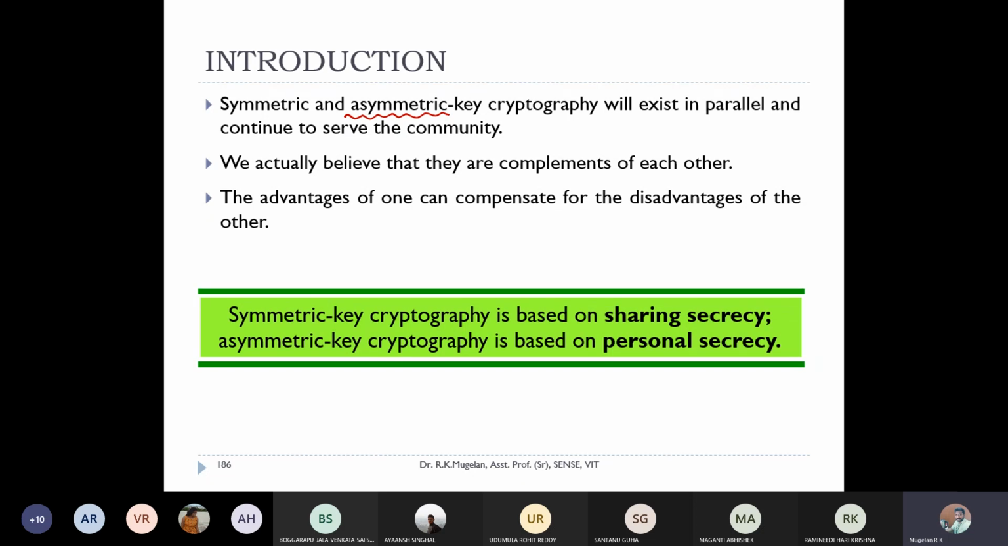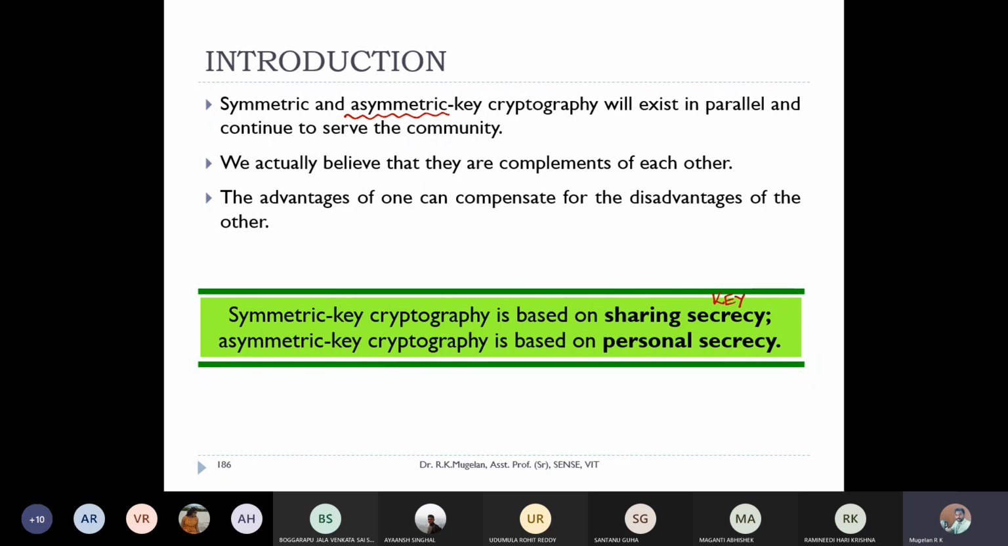If you want to say it shortly, symmetric key cryptography is based upon sharing the secrecy. That is how we are going to share your key, because you are going to use the same key for encryption as well as for decryption. So the key has to be shared between the transmitter and receiver, right?